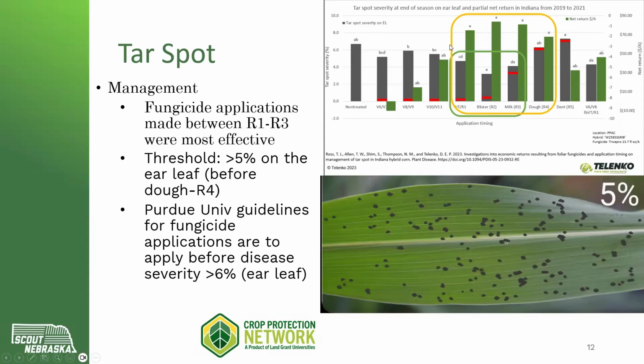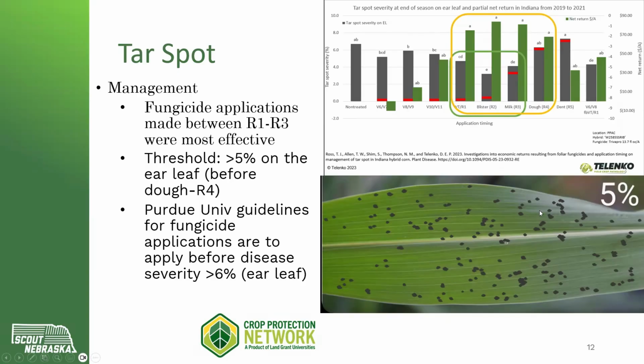When we think about the timing of that application, we really are seeing the best control from VT R1 to R3. That's just shown the best. We're seeing this really low level here. We're not getting very good control when we're spraying before tassel or after milk. Okay, we do see a bit of a return when we make that application at R4. That's probably because tar spot's a later developing disease. And so there is some benefit there, but really tassel to R3 is going to be your best time to make an application.